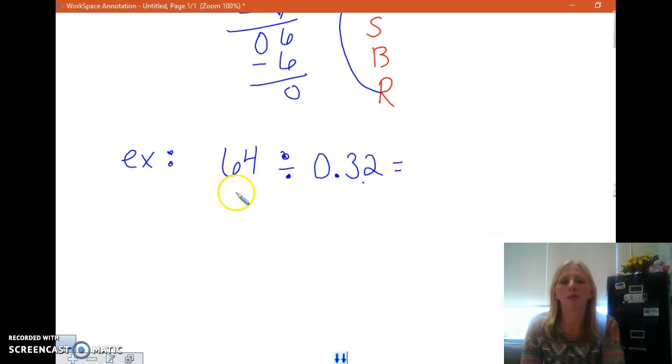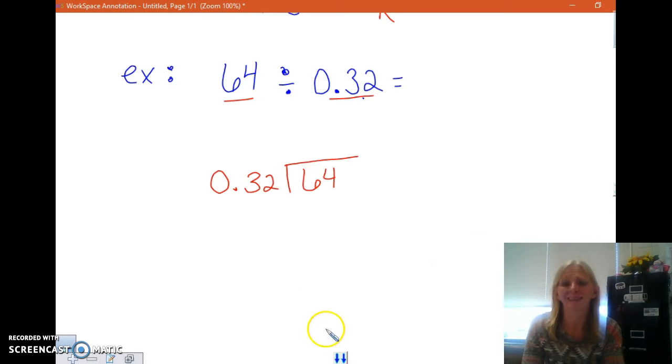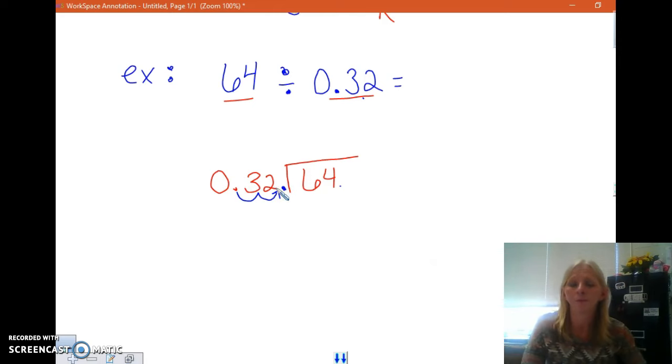Remember, our first number is the dividend, so that needs to go inside. The second number is our divisor. Our divisor needs to be a whole number, which it is not. Because it is not a whole number, we multiply by a power of 10, or shortcut, we just move the decimal over enough spots all the way to the right. So how many places do we need to move the decimal? 1, 2. We need to move the decimal 2 places to the right.